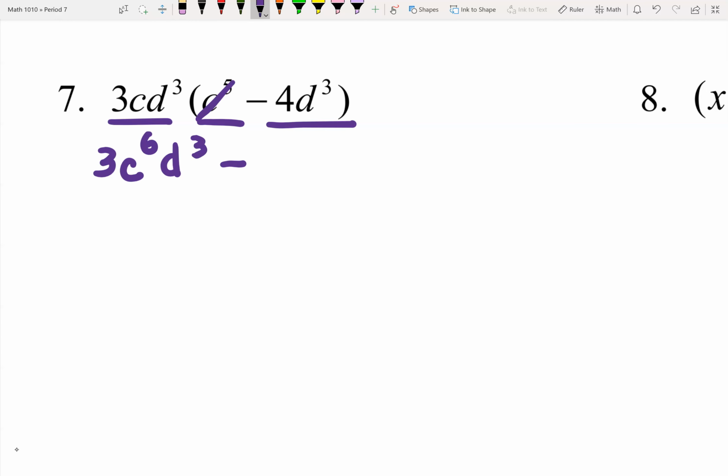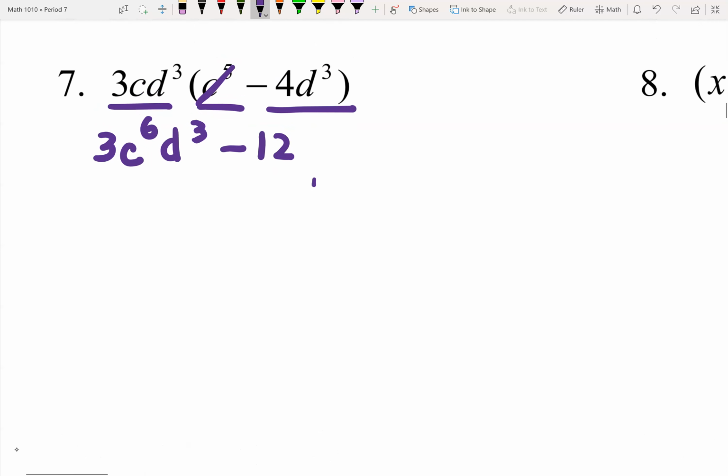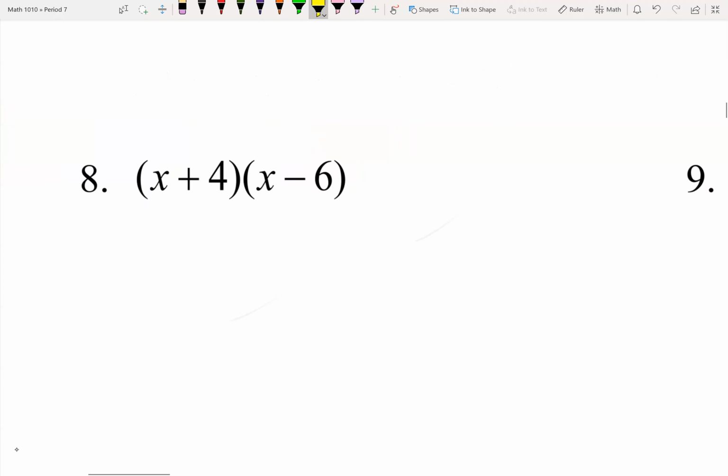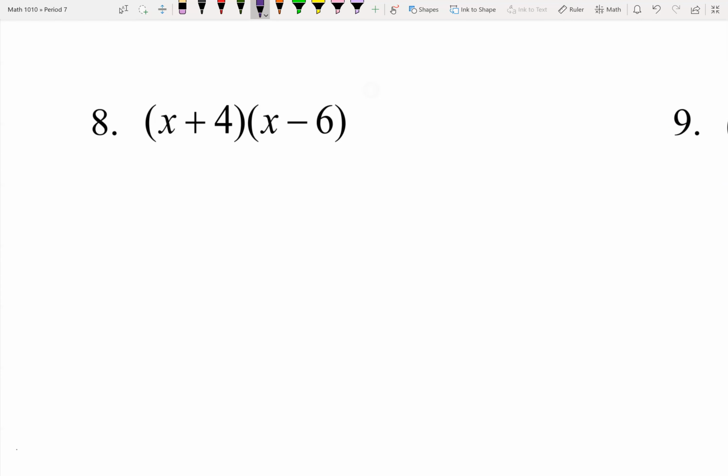Positive times a negative is a negative. 3 times 4 is 12. C's, I have how many C's, everybody? 1. Just 1. And my D's I have, is it 9? No. What is it? 6. If I say 9, what did I do? I multiplied and I'm supposed to be adding. Good. Okay, question 8. Now, here's the little bit of the challenging part on this.